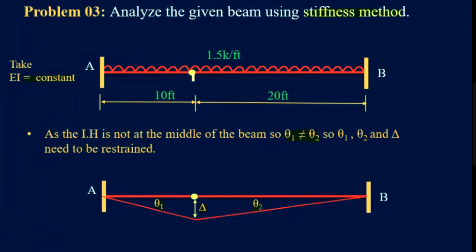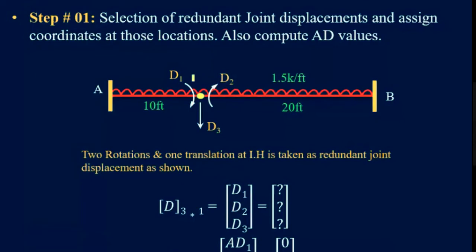So now let's see how we do this. Now in this step we are going to specify these displacements. So now we know that we have this D1. D1 is actually a rotation. So we have shown this by this clockwise one.